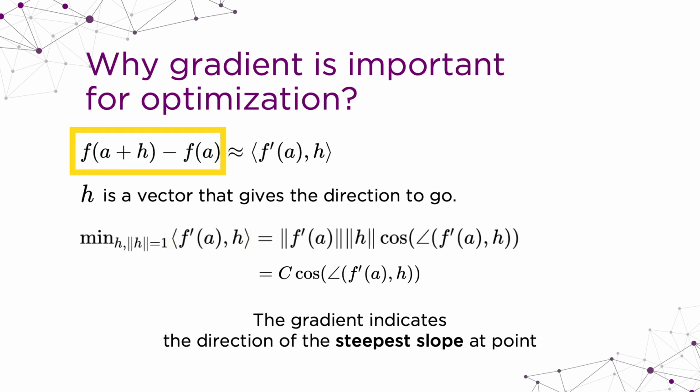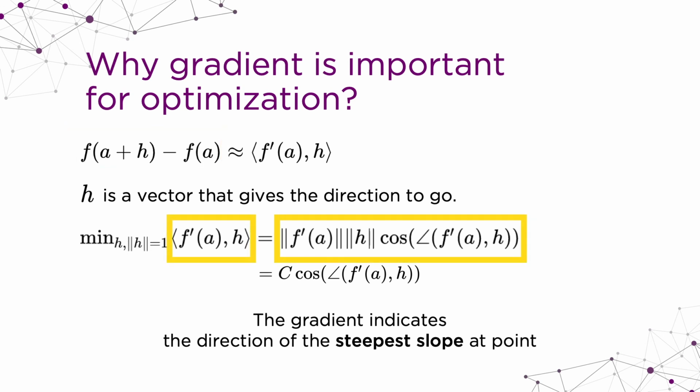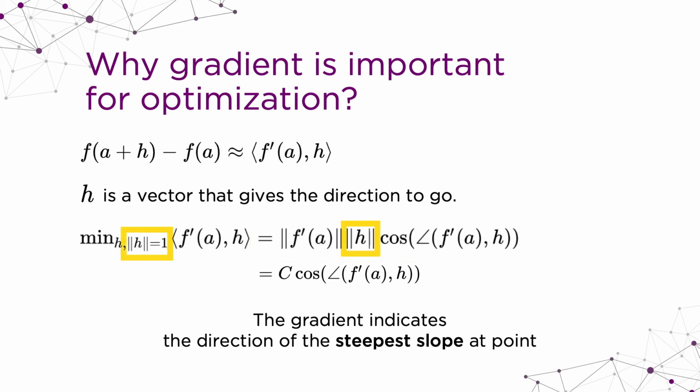And the definition of the scalar product is the norm of the gradient evaluated at a, times the norm of h, times the cosine of the angle between the two vectors: the vector associated to the gradient and the vector associated to the displacement. The norm of my displacement is equal to 1 because I fix it here. The gradient norm does not depend on h at all. It's only the gradient of f evaluated at a, so I can replace it by C. And now I must find the h that will minimize the value of the cosine of the angle.